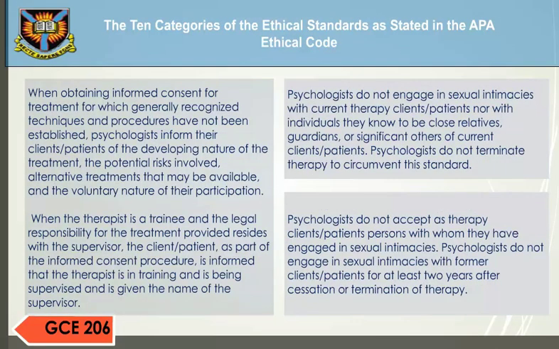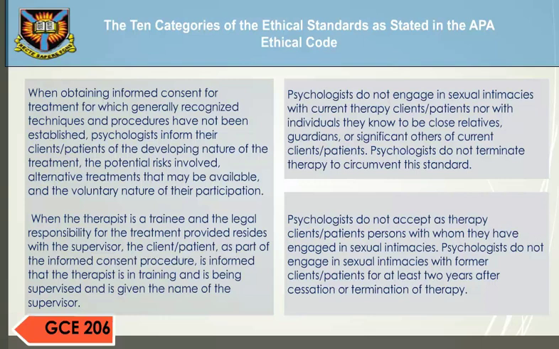When obtaining informed consent for treatment for which generally recognized techniques and procedures have not been established, psychologists inform their patients of the developing nature of the treatment, the potential risk involved, the alternative treatments that may be available, and the voluntary nature of their participation. When the therapist is a trainee and the legal responsibility for the treatment provided resides with the supervisor, the patient, as part of the informed consent procedure, is informed that the therapist is in training and is being supervised and is given the name of the supervisor.